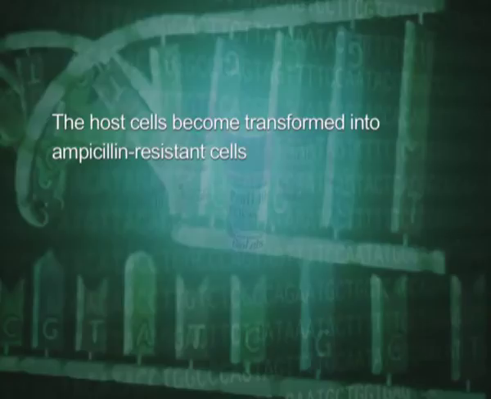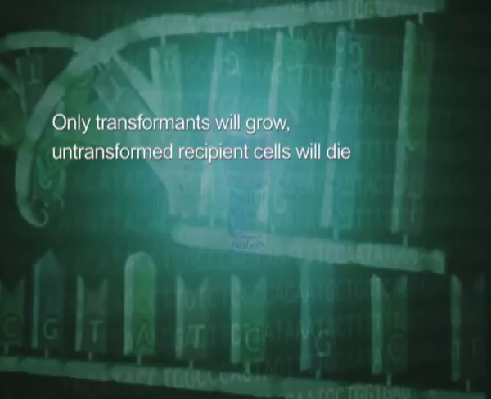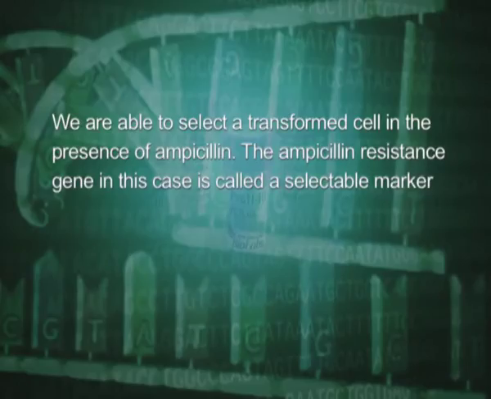So, if a recombinant DNA bearing a gene for resistance to an antibiotic, for example ampicillin, is transferred into Escherichia coli, the host cells become transformed into ampicillin resistant cells. If we spread the transformed cells on agar plates containing ampicillin, only transformants will grow, untransformed recipient cells will die. Since, due to the ampicillin resistance gene, we are able to select a transformed cell in the presence of ampicillin, the ampicillin resistance gene in this case is called a selectable marker.